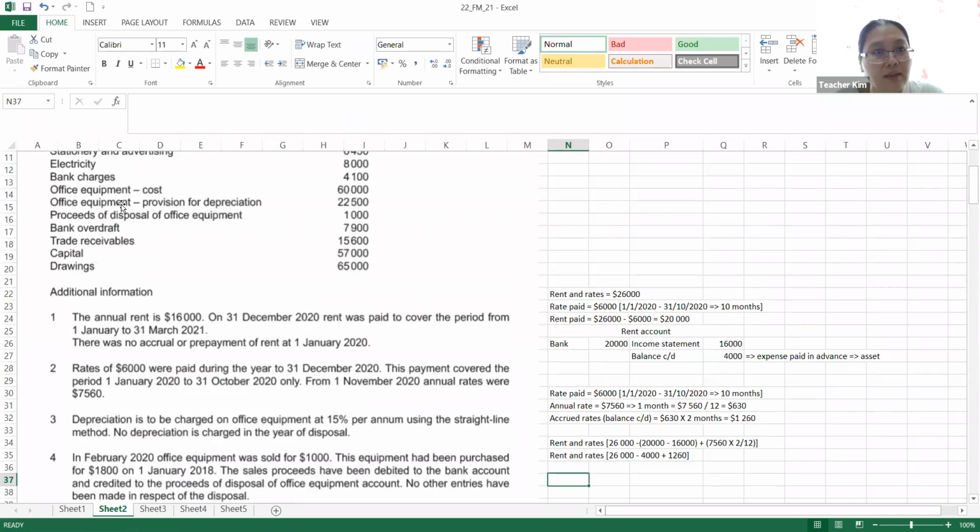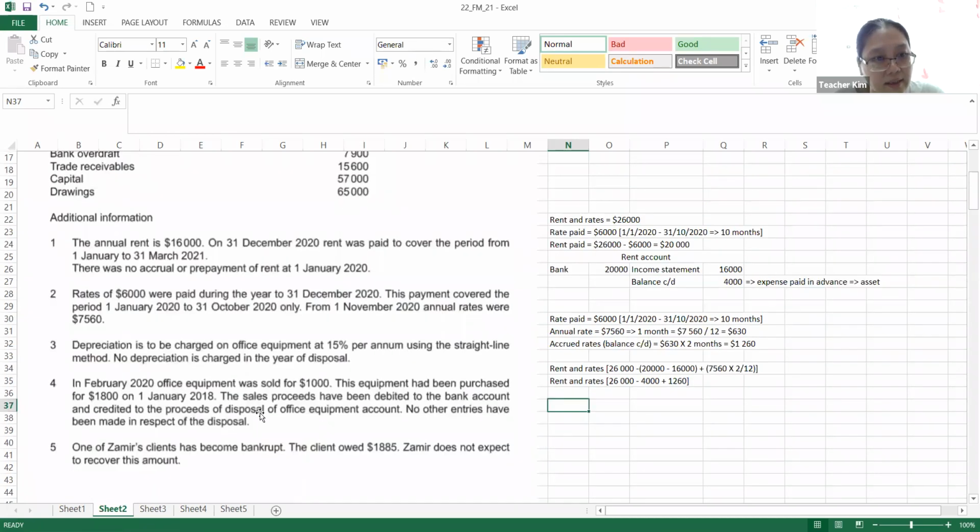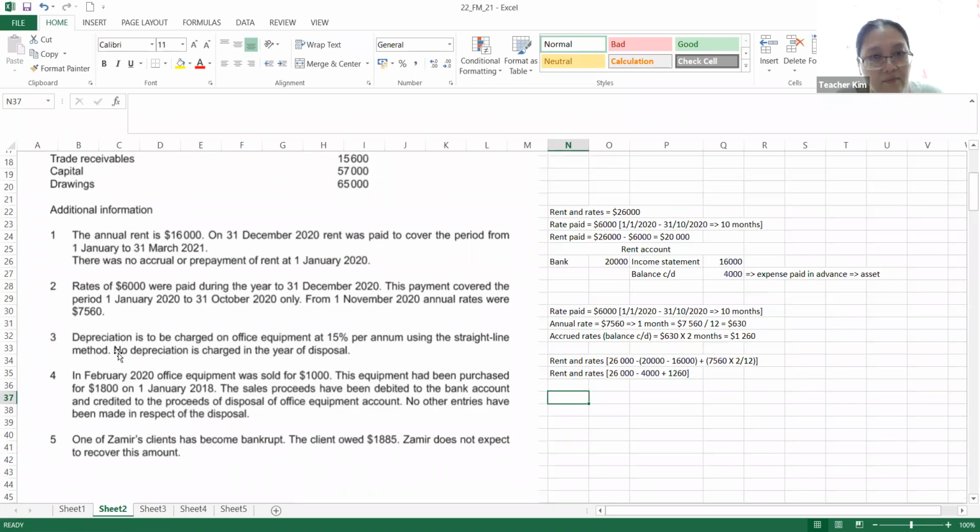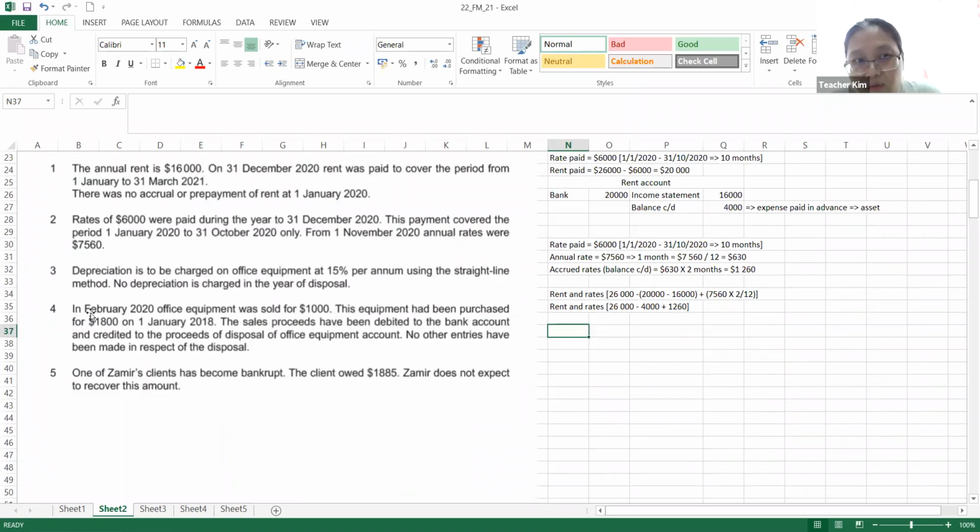Office equipment. Let's see. We have office equipment disposed. And then what else do they talk about? These 3 and 4 we do together. In February 2020, office equipment was sold for 1,000. The equipment had been purchased for 1,800 on 1st January. The sales proceeds have been debited to the bank and credited to the disposal account. No other entry has been made in respect of it.